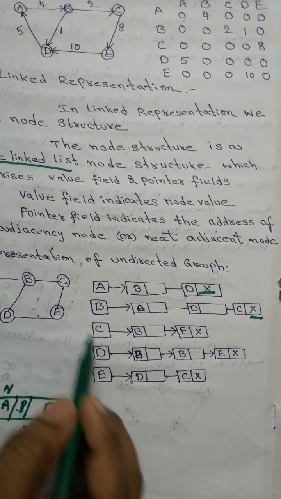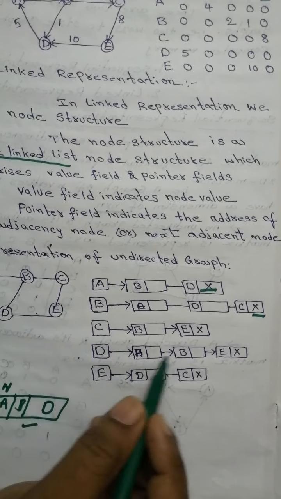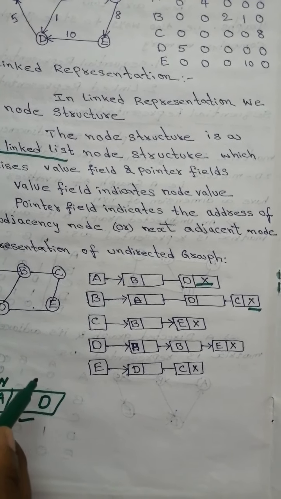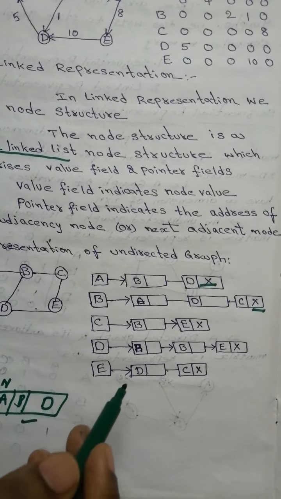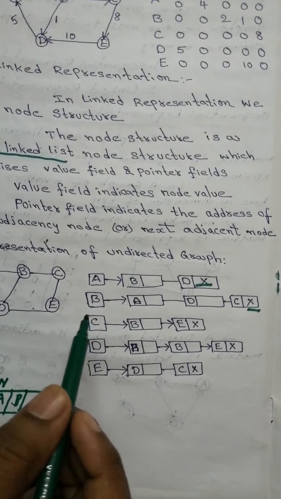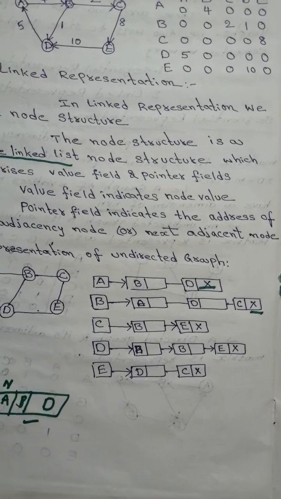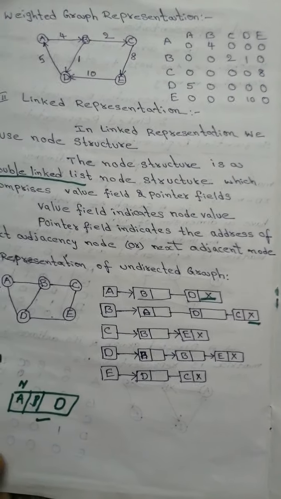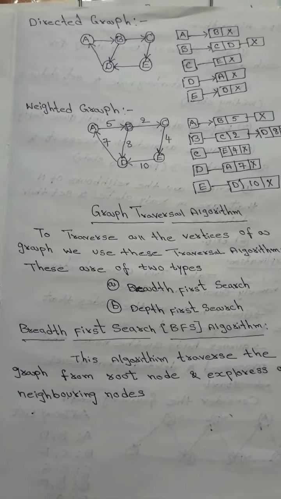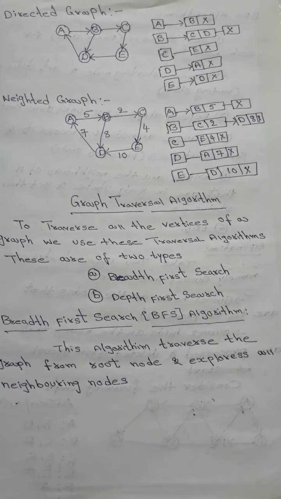Similarly, C has adjacency nodes B and E, D has adjacency B and A, E has adjacency D and C. So with an undirected graph, we may get three adjacency nodes for a single node, but when we take a directed graph we can solve this. We do not have such issues with a directed graph. Let's see the directed graph. With the directed graph here, A will have adjacency to B only.